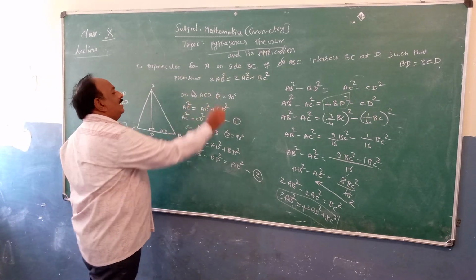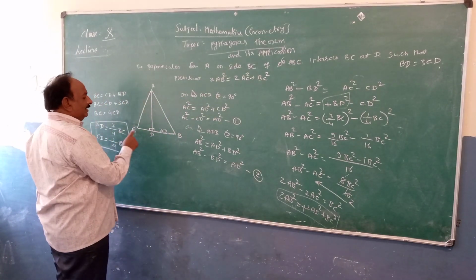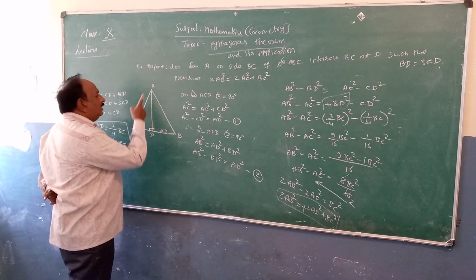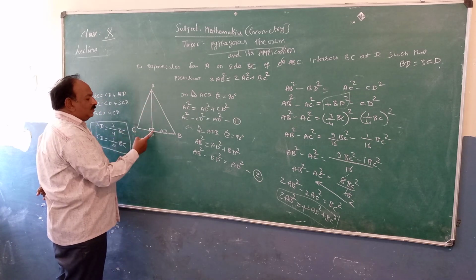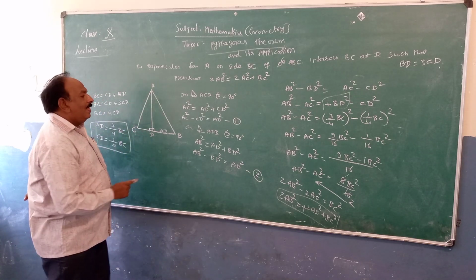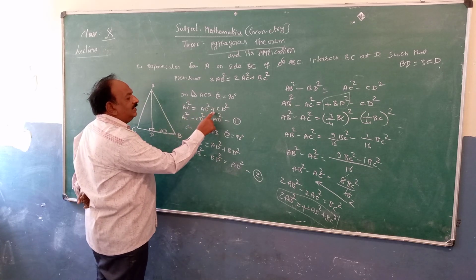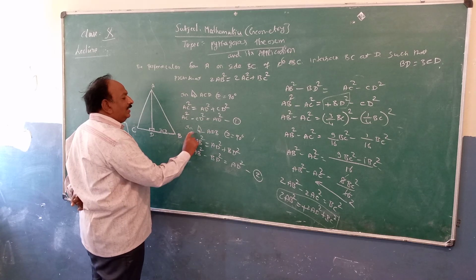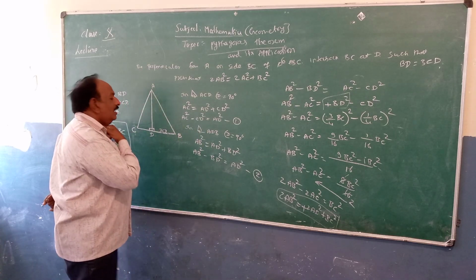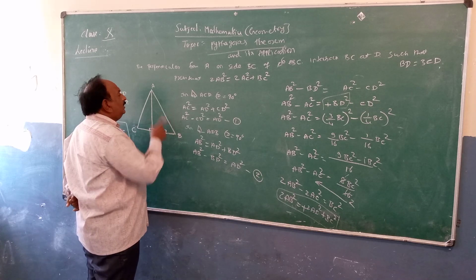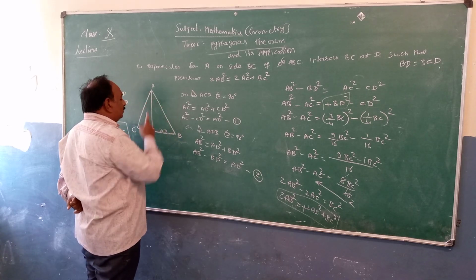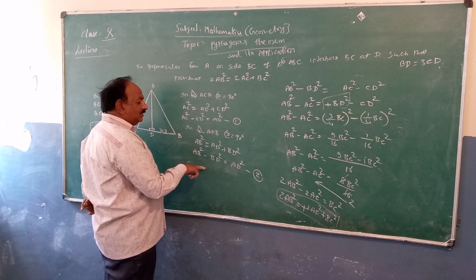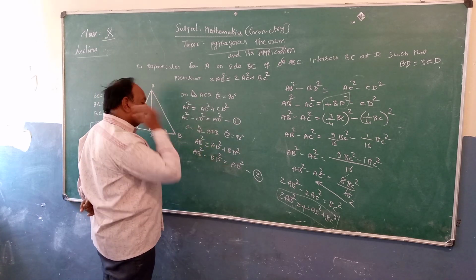In the right angle triangle ACD, angle D is 90 degrees, applying the Pythagoras theorem, AC square is equal to AD square plus CD square. AC square minus CD square is equal to AD square. In the right angle triangle ADB, angle D is 90 degrees, applying the Pythagoras theorem, AB square is equal to AD square plus BD square. AB square minus BD square is equal to AD square.